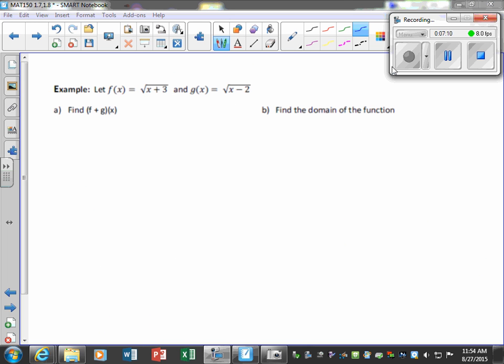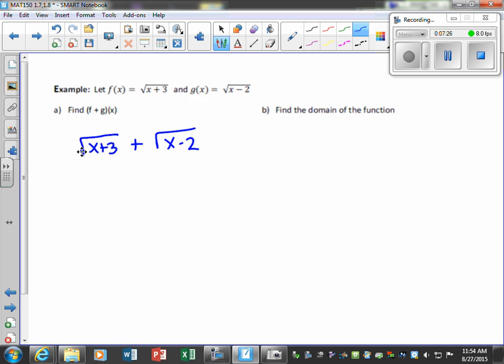Now we have, let f of x be the square root of x plus 3, and g of x equal to the square root of x minus 2, and we want to add these two together. So we just simply have square root of x plus 3 plus square root of x minus 2. There's nothing we can do to simplify that, so this actually is our solution for part A.